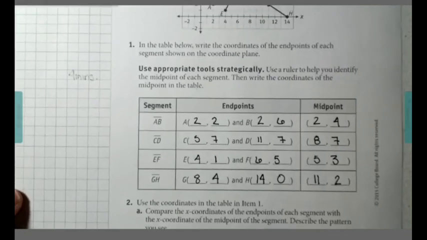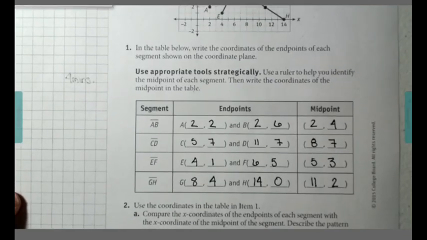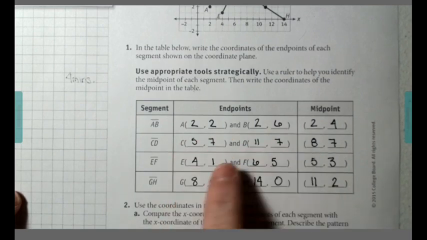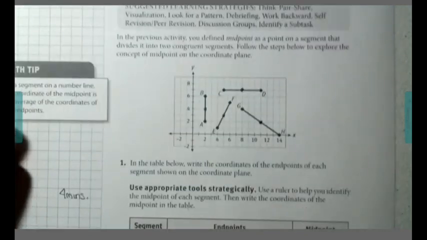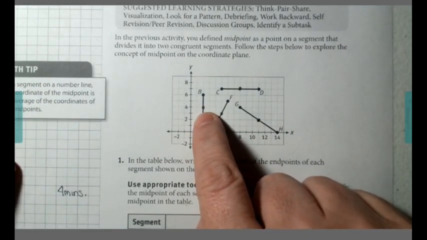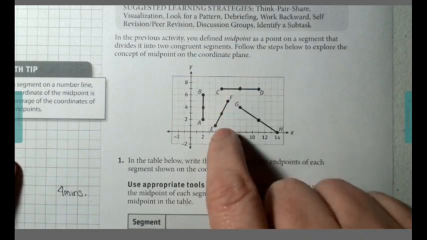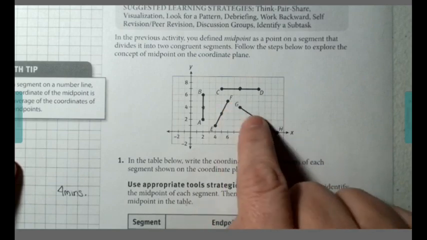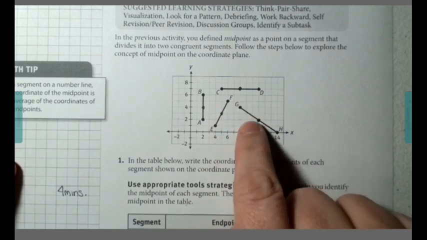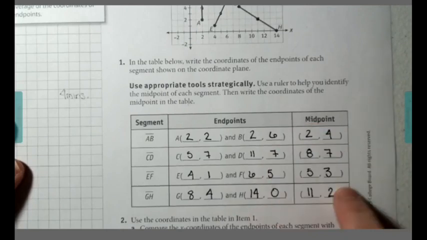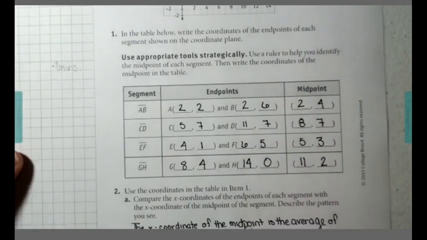As you can see, I have filled in the table for number 1. I went ahead and first identified endpoints. And then I went through and I looked and I said, okay, this is the midpoint visually. This is the midpoint visually. This is the midpoint of EF visually. This is the midpoint of GH visually. Okay. And so I went back and I identified those points.